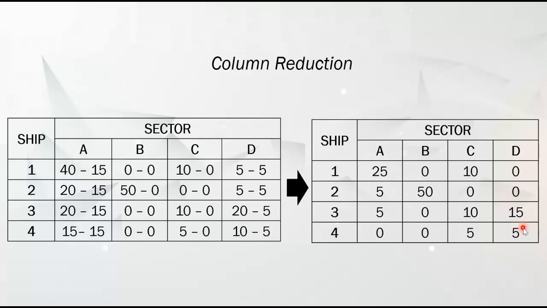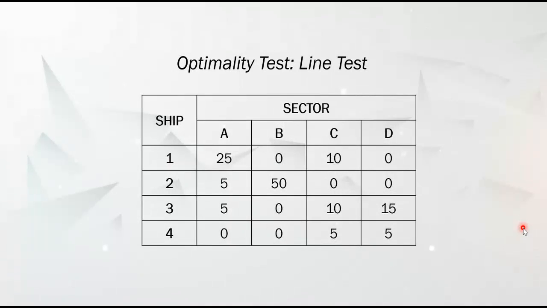So, after we're done with the column reduction, it is now time for us to do the optimality test using the line test. So remember, in line test, we have to cover all the zeros in the column and in the row by drawing vertical or horizontal lines.